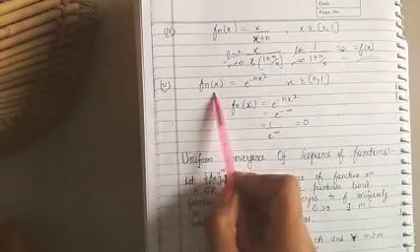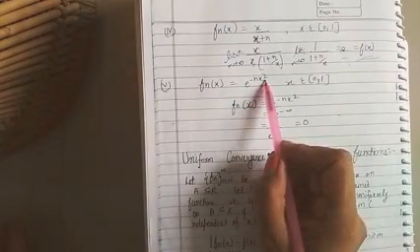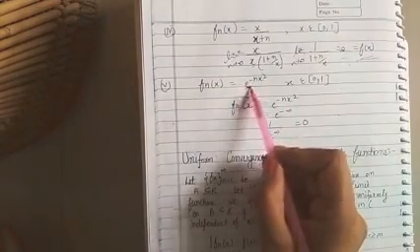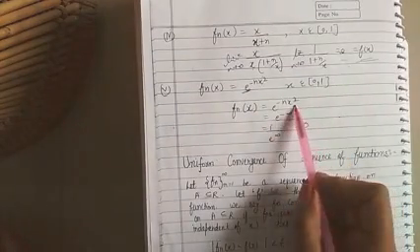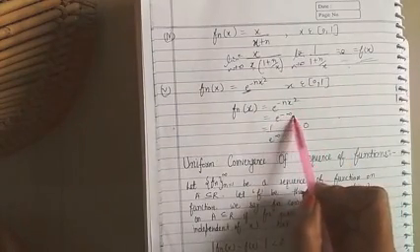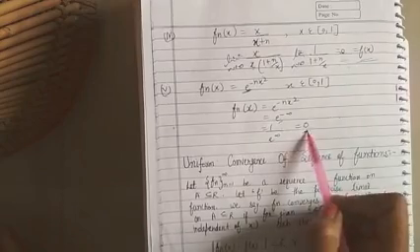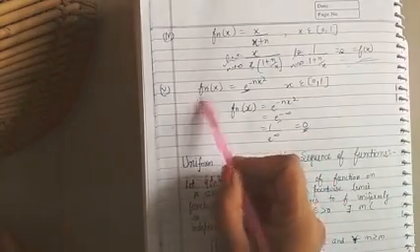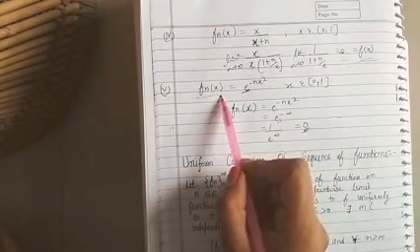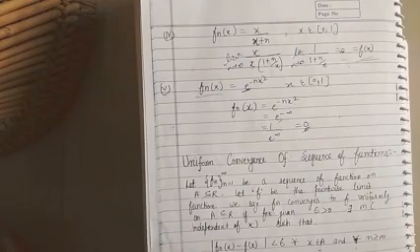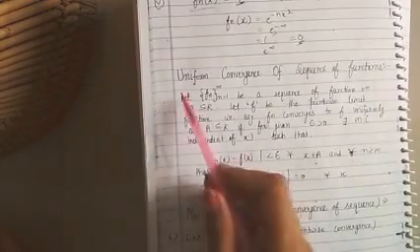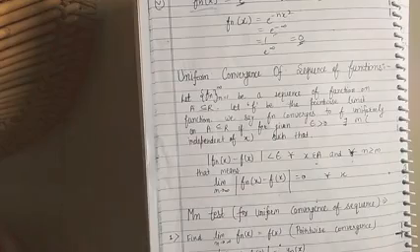And fn(x) is e power minus n x square. Now here also for a fixed x, when you find the limit, you get e power minus infinity, which is 0. So the pointwise limit function is 0. In the next video, I will talk about the uniform convergence of sequences of functions.